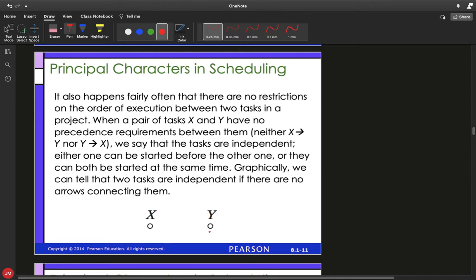So again, some more information on that. Oftentimes, there are also no restrictions placed on two tasks, in which case you would say that they do not have any precedence requirements. And if that's the case, then the tasks are independent. You really don't have any arrows between them. Graphically, here's what it looks like when two tasks are independent: when there aren't any arrows connecting the two.